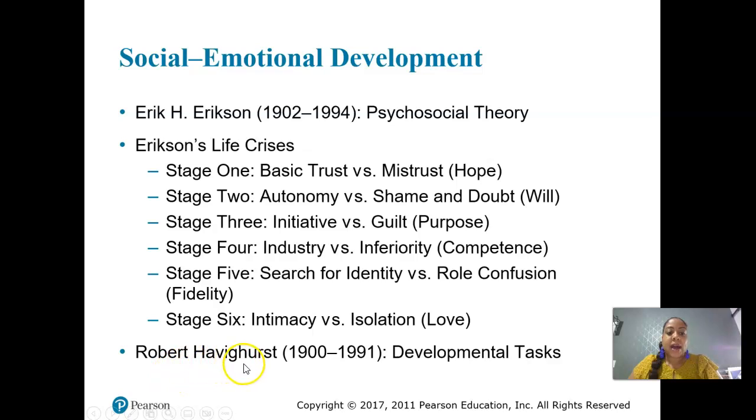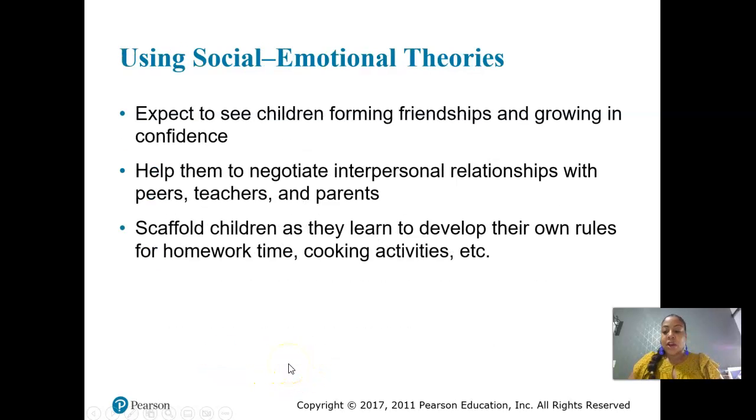And then next we have a theorist that some of you may not be as familiar with, Robert Havighurst, 1900 to 1991, who focused on developmental tasks. So we expect to see children forming friendships and growing in confidence, according to Havighurst. We help them to navigate interpersonal relationships with peers, teachers, and parents. And we scaffold children as they learn to develop their own rules for homework time, cooking activities, etc.